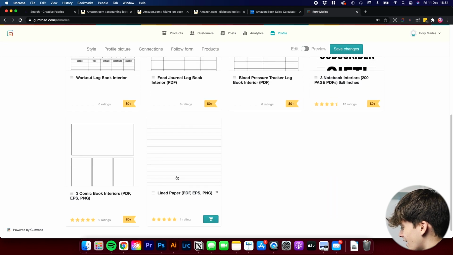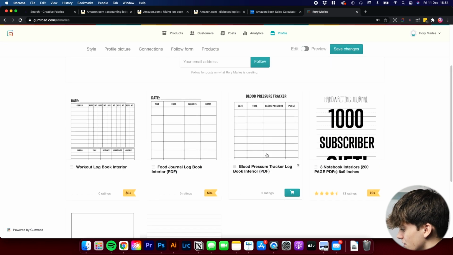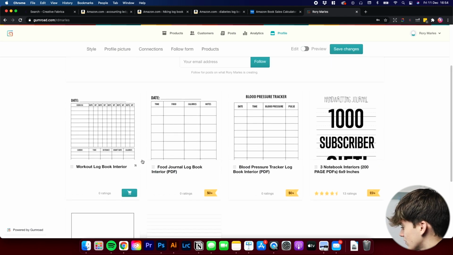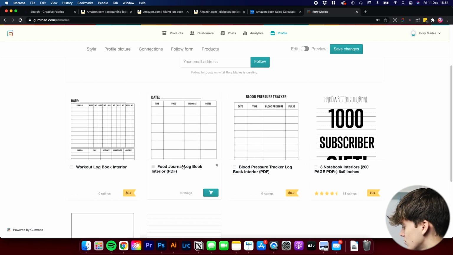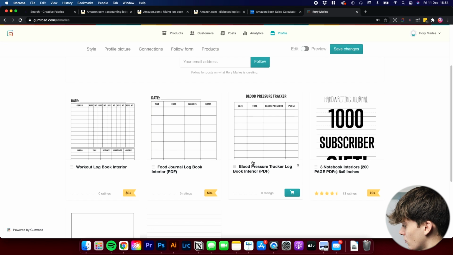At no cost, you can download a lined paper, 3 comic book interiors, my 1000 subscriber special gift, and a few logbooks here. And now these two here, this blood pressure tracker logbook and this food journal logbook, are just PDFs. You don't get that PNG which I will have created. However, with the workout logbook, I did actually upload a PNG as well.